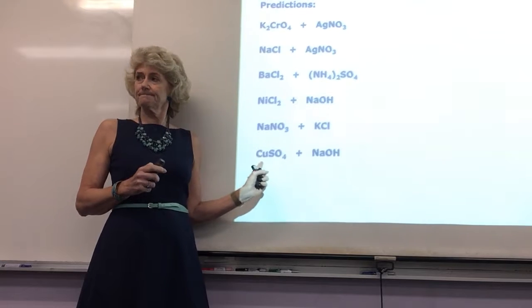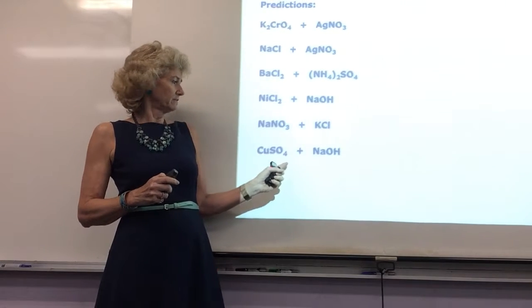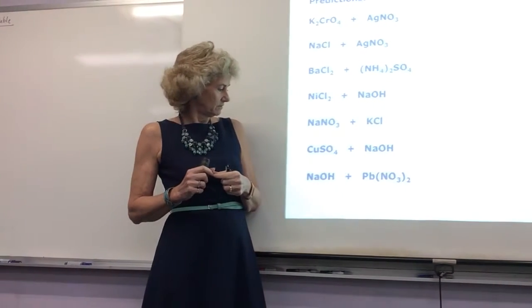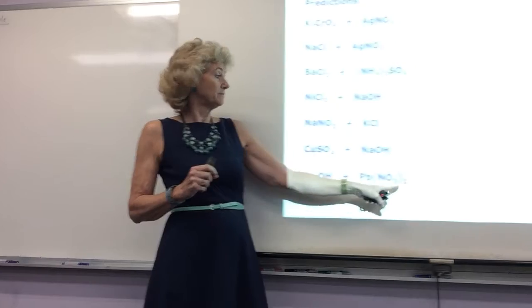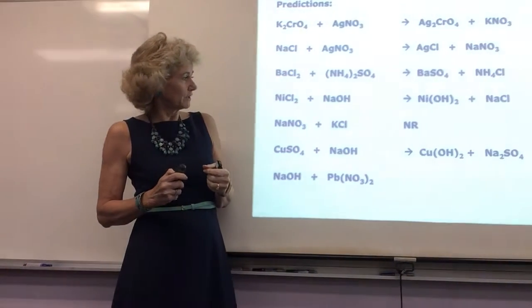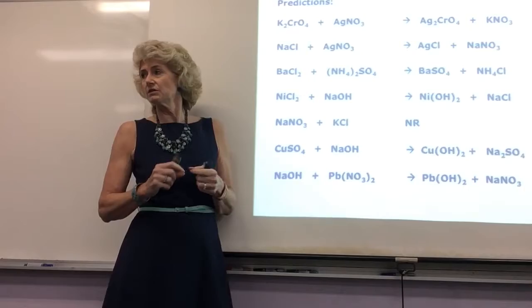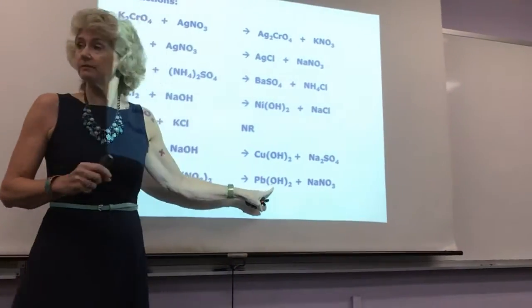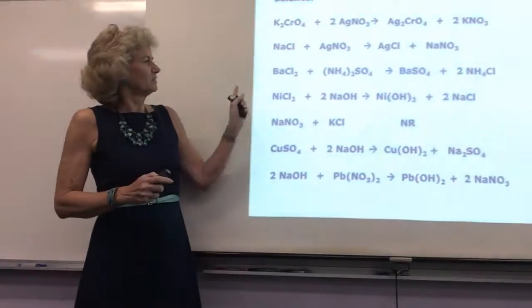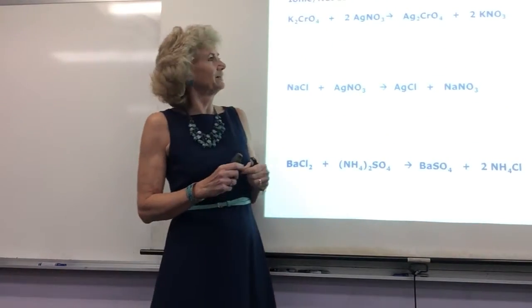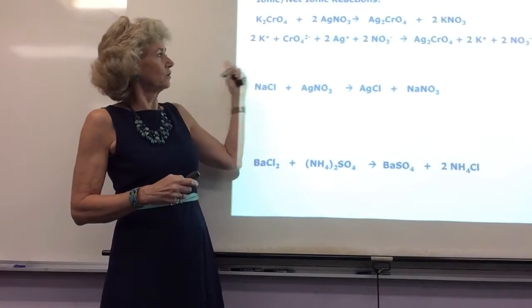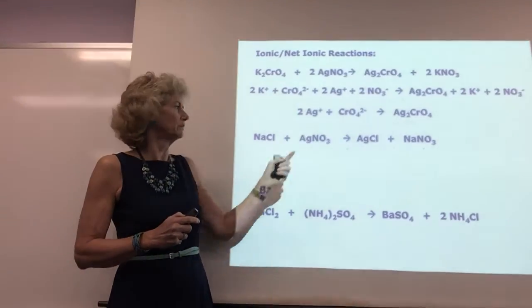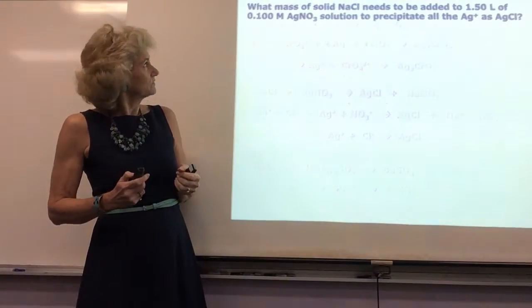What's the name of this guy? Copper 2 sulfate. So you could make copper 2 hydroxide. Lead 2 hydroxide. So you don't want to include these spectators. You would cross those out. Lead 2 hydroxide. We're not going to spend any time balancing. So again, net ionic reactions only. So this is the whole thing. If you still want to do that, that's fine. Just be sure and circle this one so I know you know that we only need the NIE. These are all really easy.